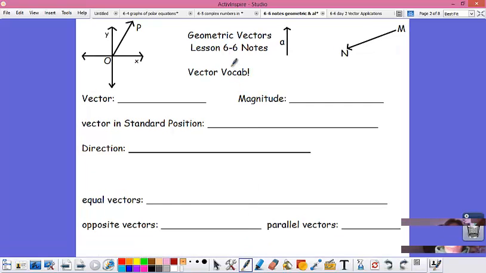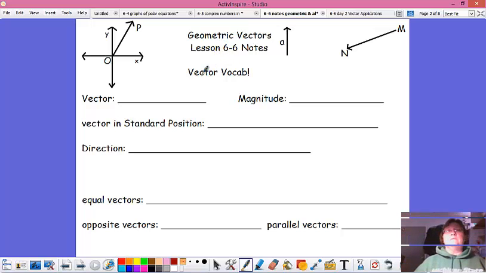Hi, and welcome to our lesson 6.6. Our topic today is vectors, not just geometric vectors, but also algebraic. You can see that we're going to look at some vocabulary about vectors to start today, and I'm going to direct your attention over here.